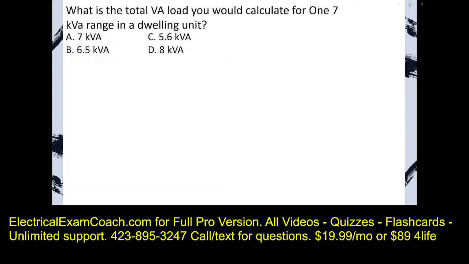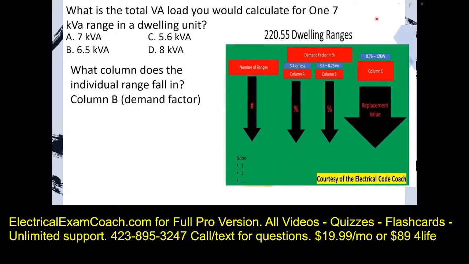What is the total VA load you would calculate for one 7 kVA range in a dwelling unit? First off, let's find out what column we're using. Our individual range falls into column B. Now let's find our total connected load. Well, in this case, it's just one range, so the total connected load is 7.